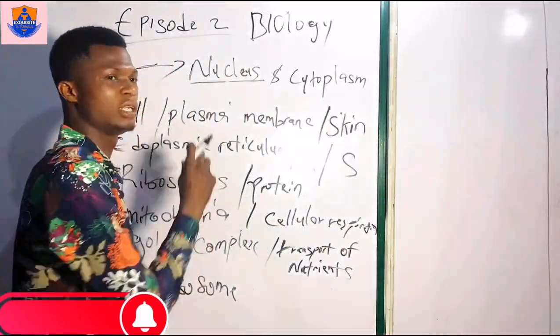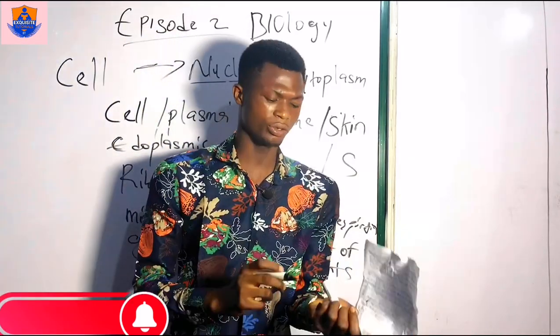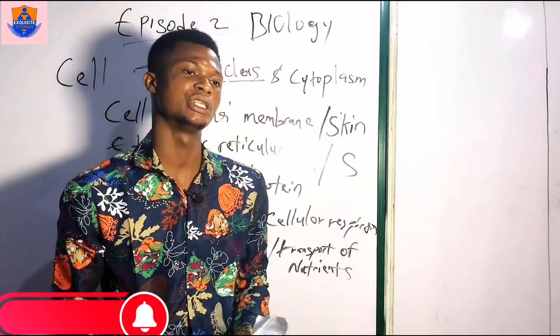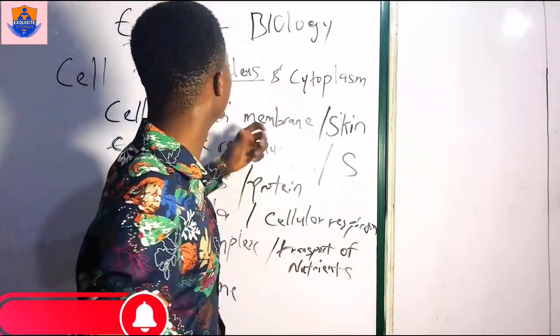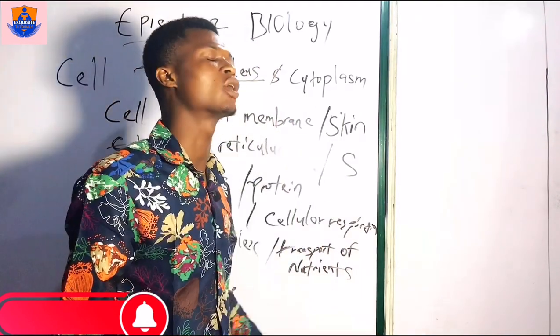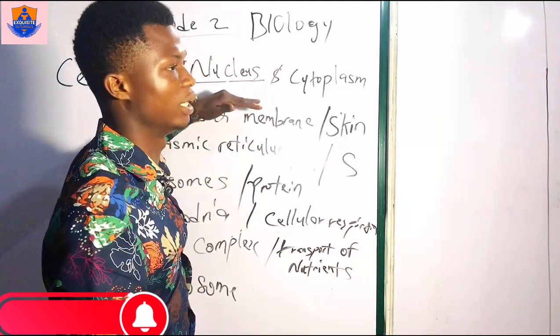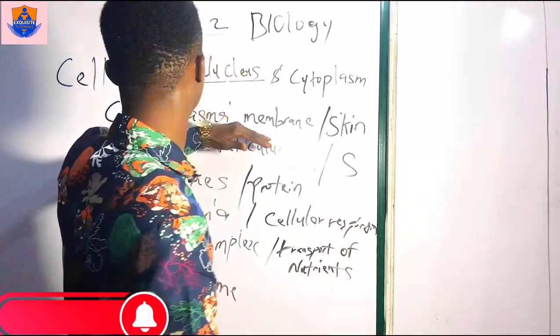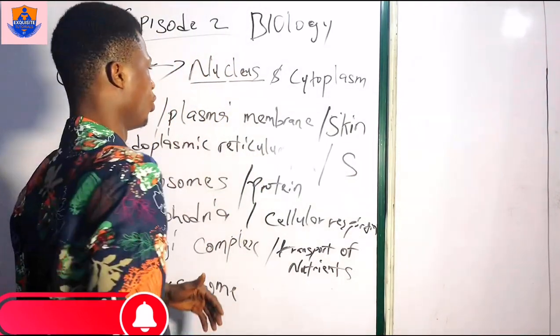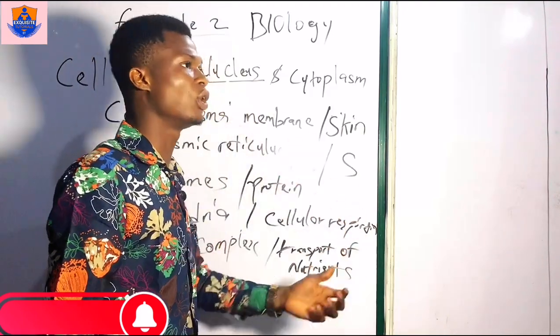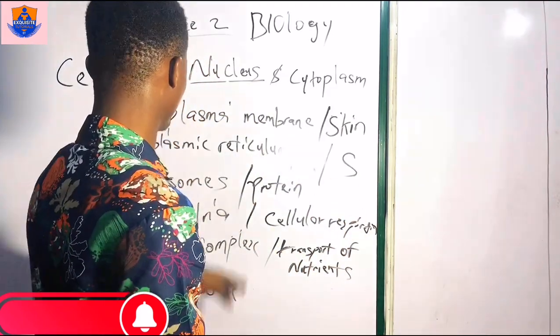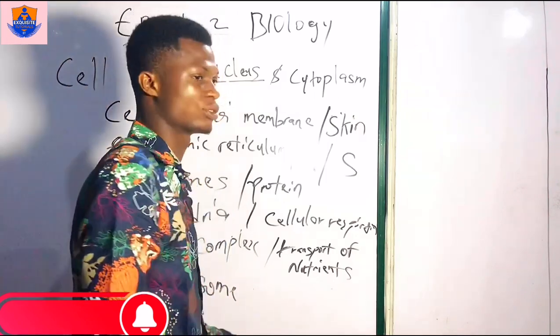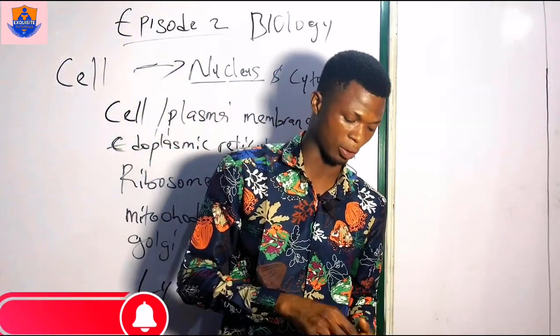Now let's talk a bit about the nucleus. The nucleus contains what we call the DNA. The DNA is the genetic makeup of the cell. Note the questions. The DNA is the genetic makeup of the cell. The plasma membrane is responsible for protection of the cell, just like your skin, and the endoplasmic reticulum and the rest of it.